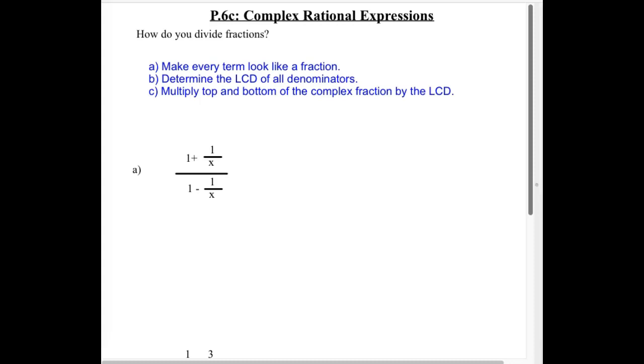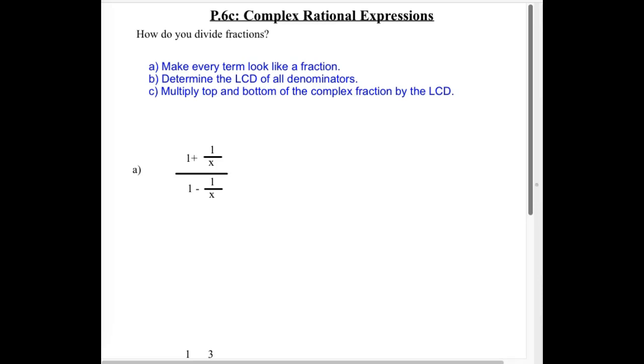All right, looking at our last section for Chapter P, Section 6, we are dealing with complex fractions. What makes something a complex fraction is that it has fractions within fractions. So we have one big fraction here, but within it, we have fractions. We want to simplify that down. Now, there's several methods that you can use to do this. The one I'm going to show you, I think, is going to be the fastest way for you.